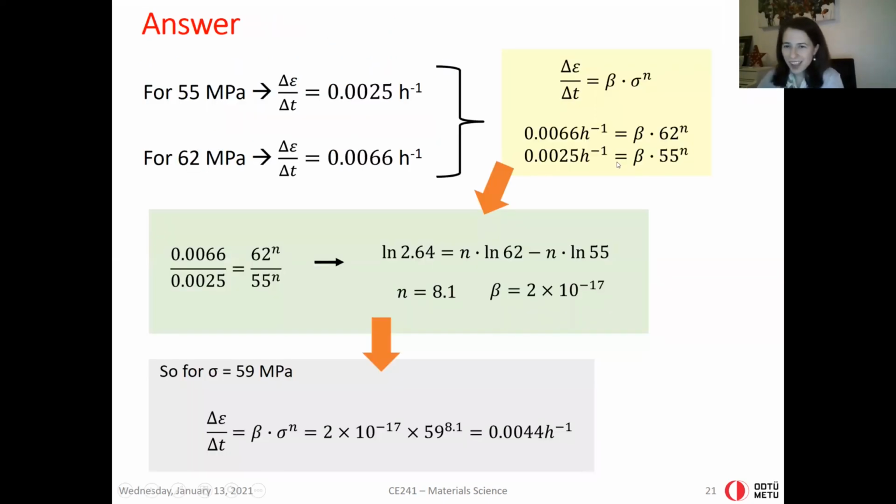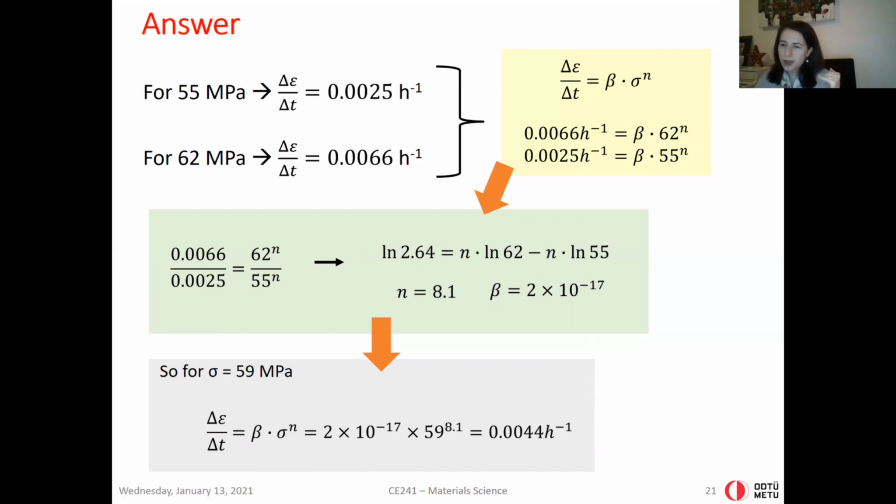Okay, so let's solve it together. We know what we have at 55 megapascal and what we have at 62 megapascal. So from these two equations, we can calculate two unknowns, beta and n. How do you solve these kinds of equations? What I do is I divide them by each other.